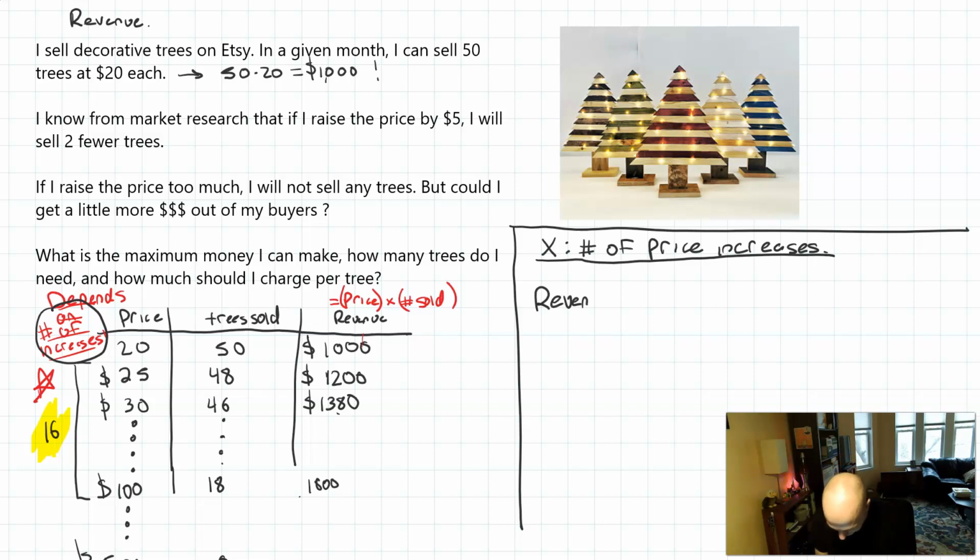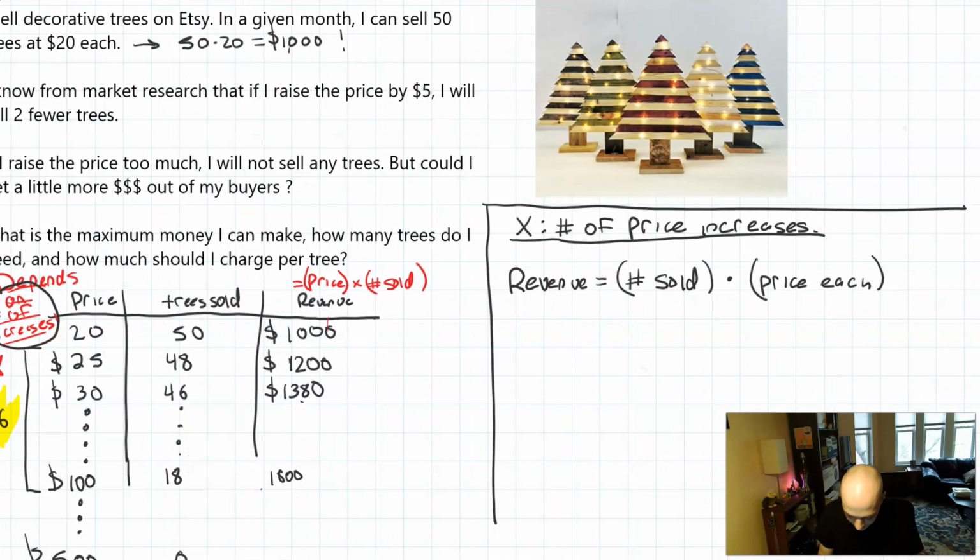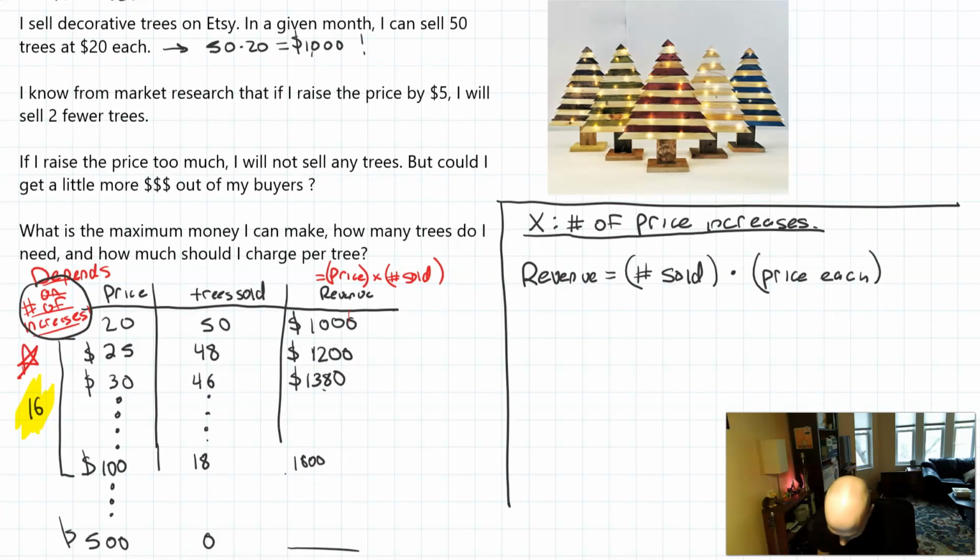It seems counterintuitive, but look at what happens. Then the revenue is going to be the number sold times the price for each. And it turns out that I can create an equation for the number sold and an equation for the price each in terms of that X. So I don't need to make a bunch of other complicated variables. The number sold is going to be 50 trees minus 2 times the number of increases, right? Every time I increase the price, I sell fewer trees. So that's an easy linear equation for the number sold.